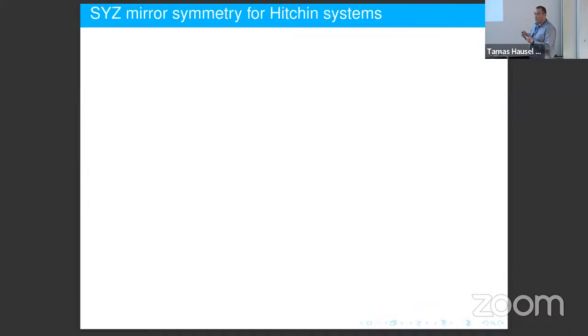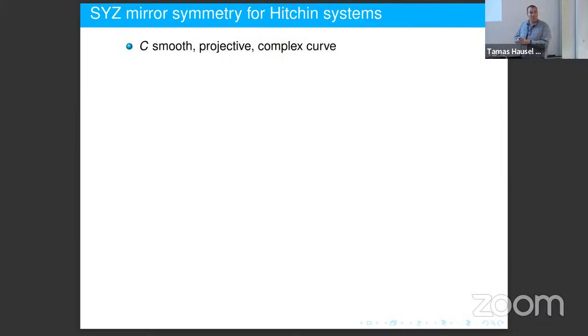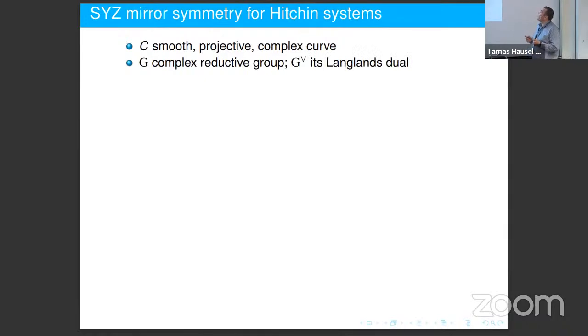So let me start with how this mirror symmetry point of view was taken for Higgs bundles, the total space of the Hitchin system. So this first part will be fairly schematic. Things will only be vaguely defined. So we will take a smooth projective complex curve and a complex reductive group. And we will consider them in pairs with their Langlands dual group, denoted G dual. The main example for us will be just PGL_N and its Langlands dual SL_N.